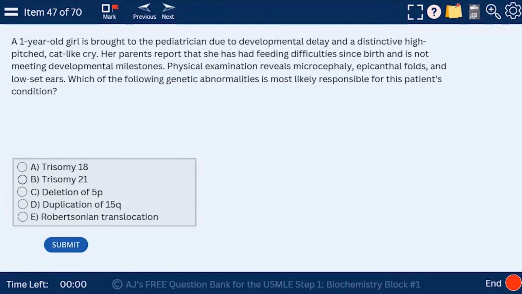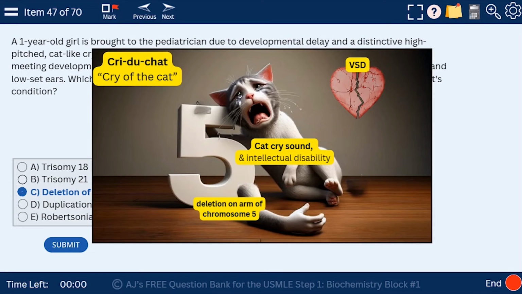47. Cat-like cry. Cri du chat. Deletion of 5p. Here's the cat. Cri du chat. Cat cry sound, intellectual disability. Deletion on the short arm of chromosome 5. And patients sometimes have a ventricular septal defect.